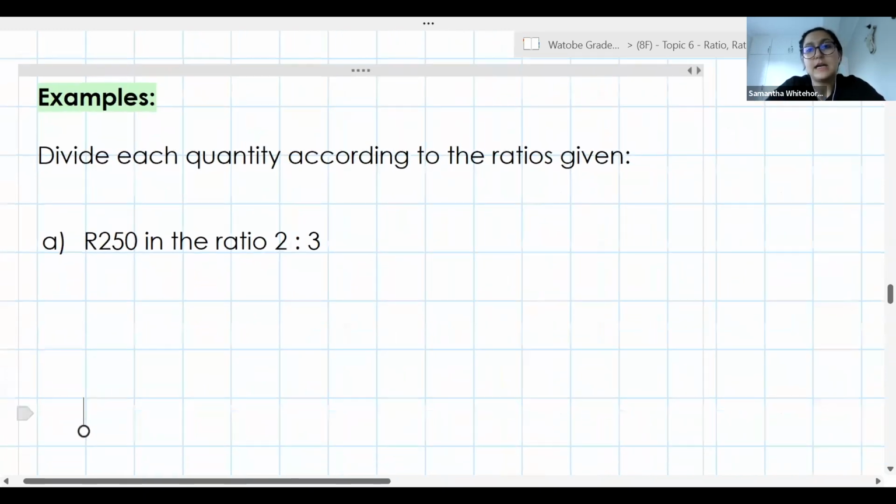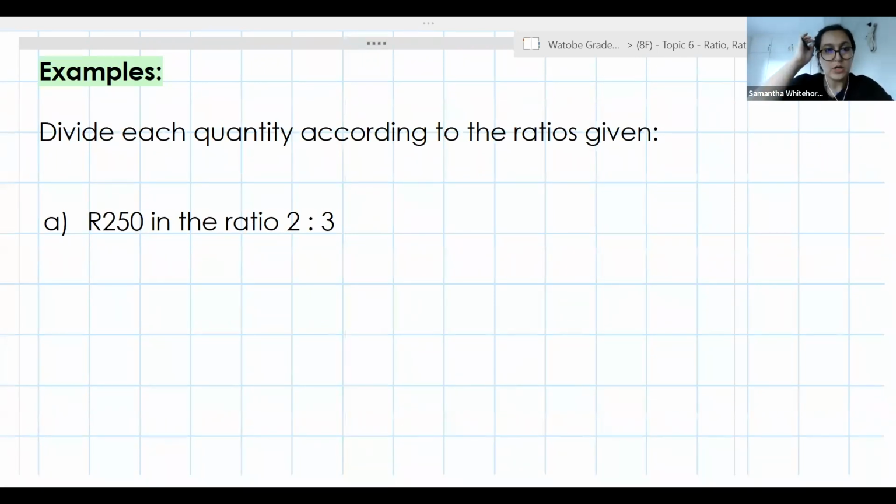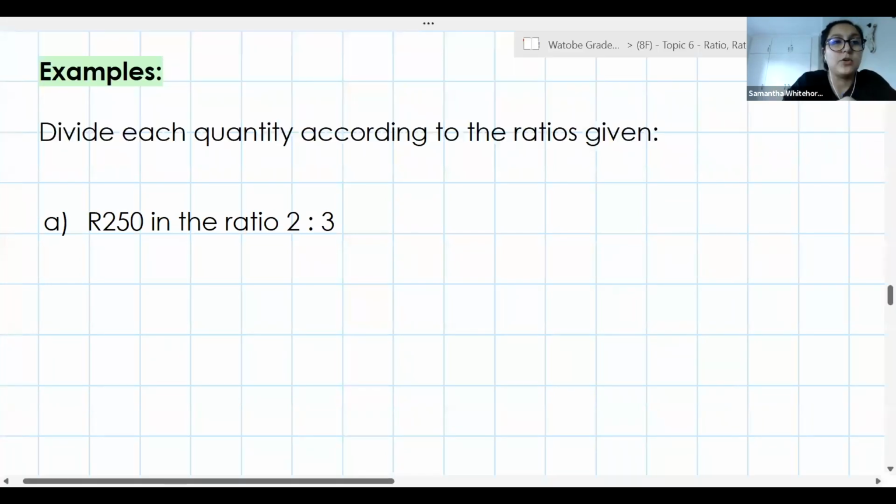Another important part of ratios is that we need to be able to divide a quantity or a value that we're given according to a ratio. So here, we have told you to divide 250 Rand in the ratio 2:3. So you can almost think of this as, I don't know, you and a sibling or you and a cousin are going to split up this 250 Rand in a given ratio. Now, there's a couple different ways that you can do this. So what I want to start off by explaining is a visual representation of this.